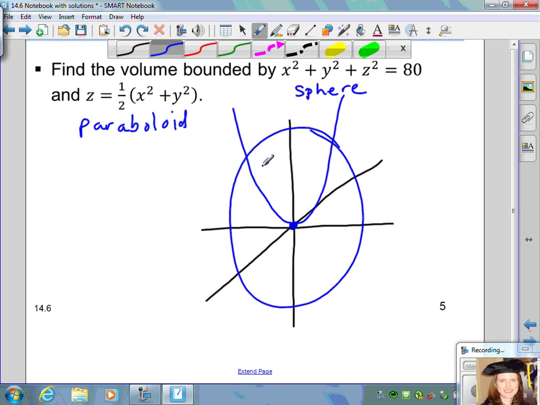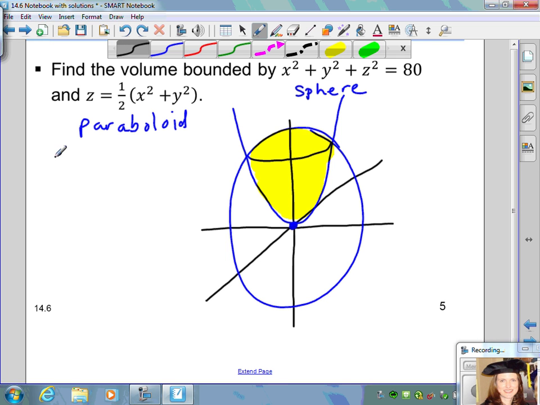That paraboloid. We want to find the volume that's inside of the sphere and inside of the paraboloid. So it's going to work out that the region here is the region inside of the sphere and inside of the paraboloid.